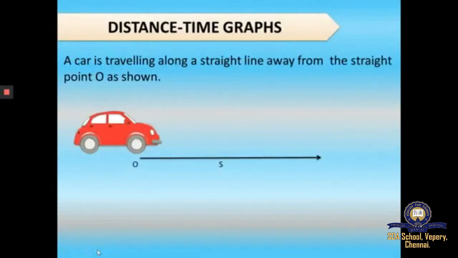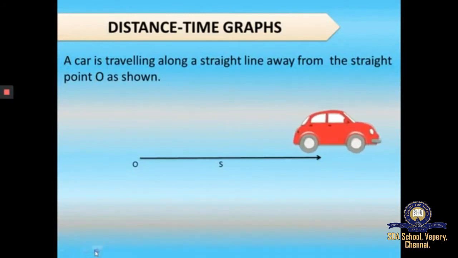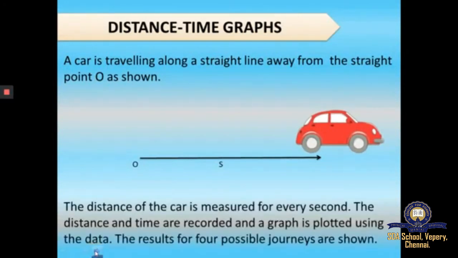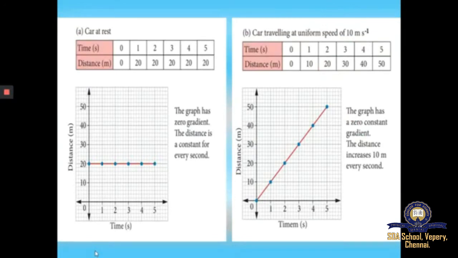Distance time graph. A car is traveling along a straight line away from the starting point O as shown here. The distance of the car is measured for every second. The distance and time are recorded and a graph is plotted using the data. The results for 4 possible journeys are shown. So when you look at this graph, first they have plotted for the car at rest.